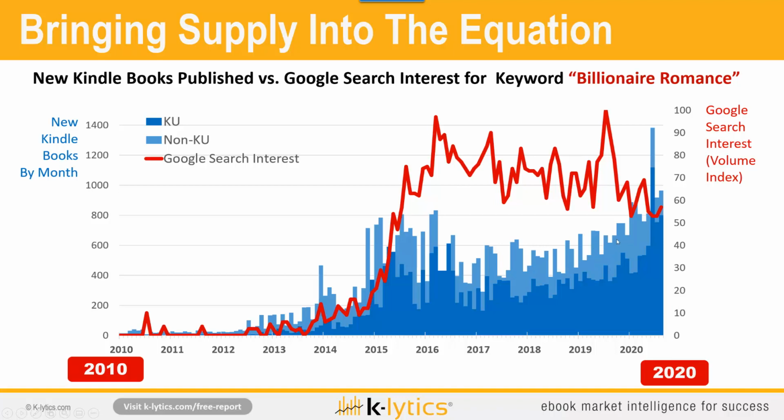And then over the last years, the number of books published month by month kept increasing from one month to the other. So this is where you could argue now, after years, 1, 2, 3, 4, 5, 6 years, it may have reached a bit of a saturation point when it comes to billionaire romance.